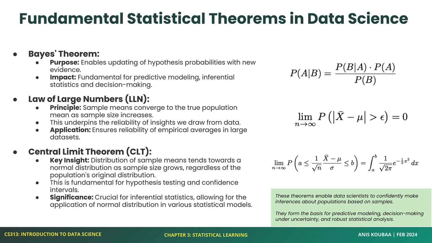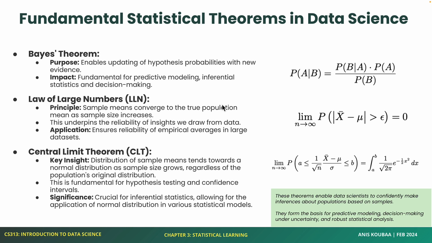So we're going to cover three theorems today. The first one is Bayes' theorem, which probably most of you already know about, but I'm going to link it to the context of data science. Bayes' theorem enables updating hypothesis probabilities with new evidence. This is fundamental to building predictive models or inference models and making decisions. Basically, as we're going to see in detail, if you want to calculate the probability of an event given that another event happened, it is governed by this formula.